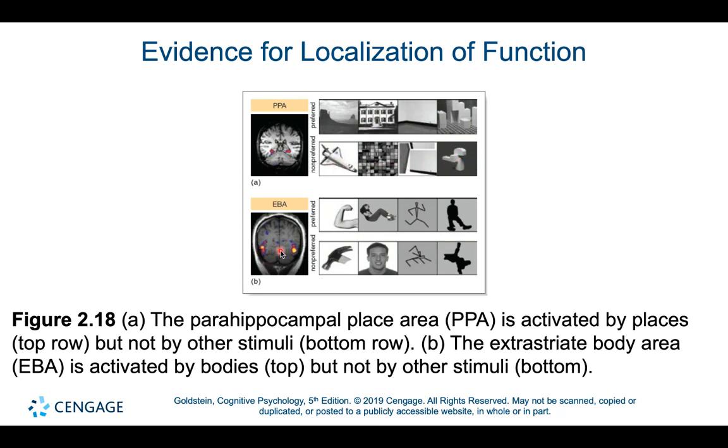And then a little more laterally, right? So out towards the edge of the brain, we get the EBA, which is the extrastriate body area. It is going to respond to these images on the top, which are bodies or pieces of bodies, but it is not going to respond to these images on the bottom.